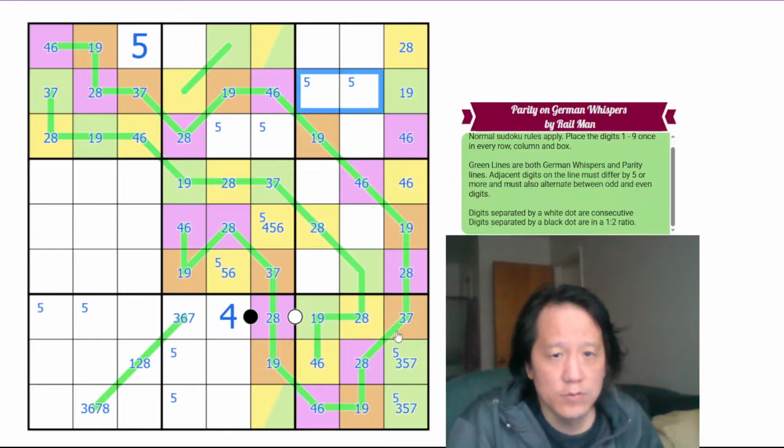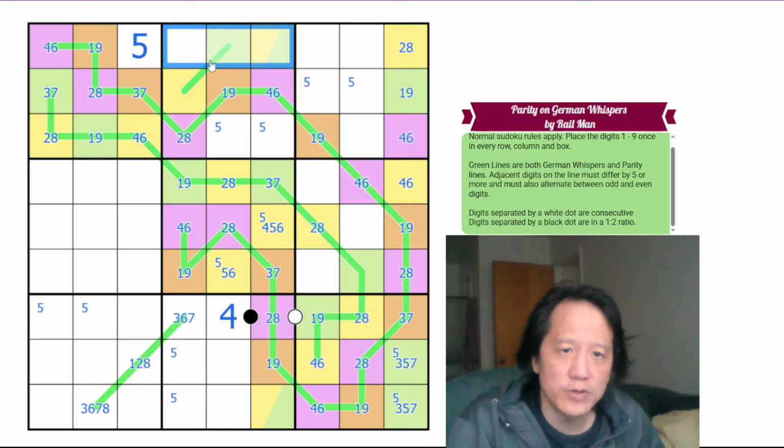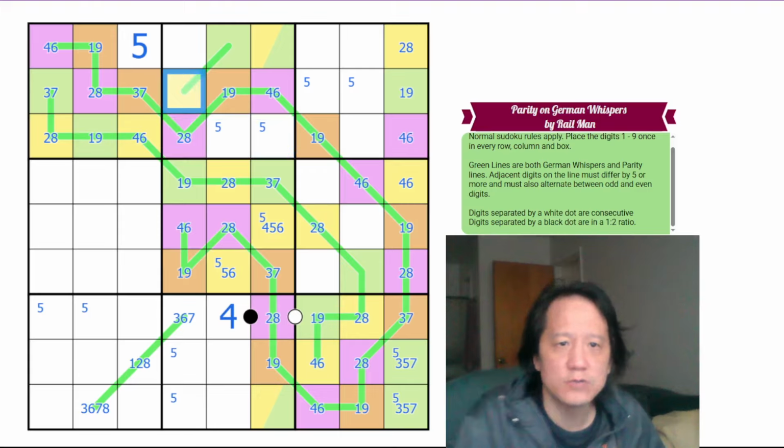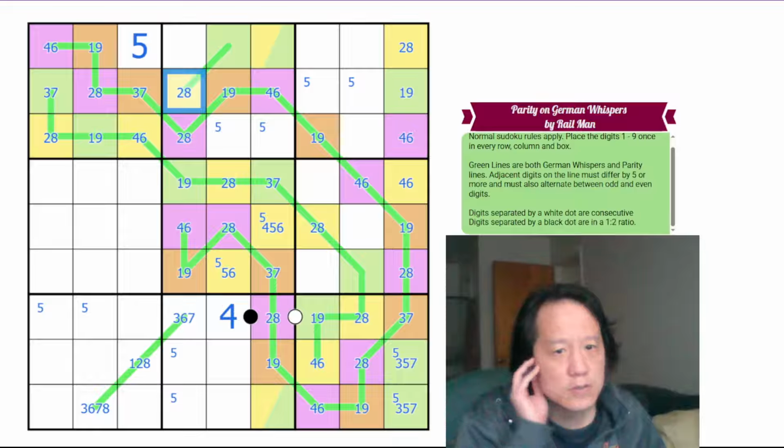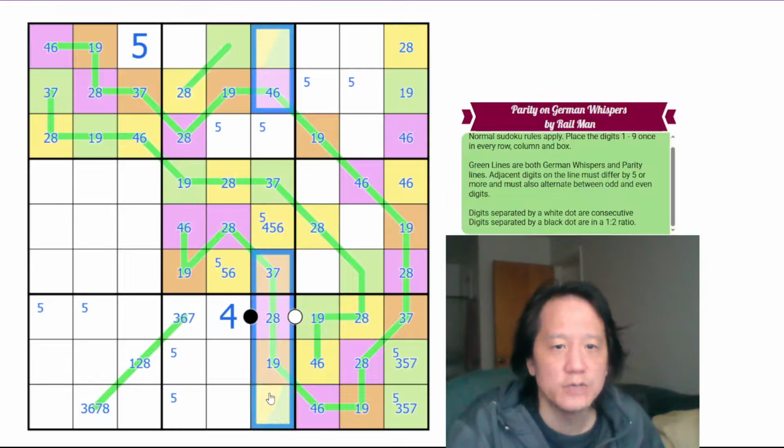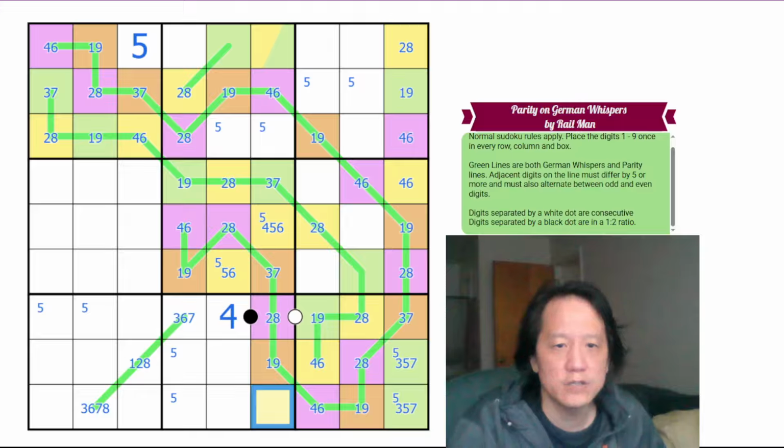Okay. Here we have a yellow and a 5. So yellow 2, 8 cannot be here. Yellow 2, 8 cannot be here. This must be yellow 2, 8. Okay, which means where's yellow 2, 8 in column 6? It has to be here. So this is yellow 2, 8.